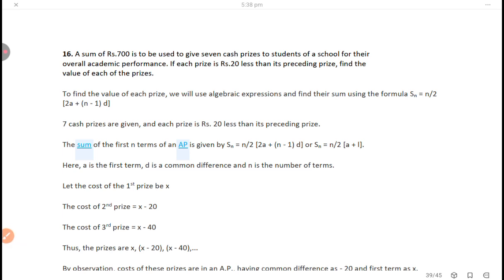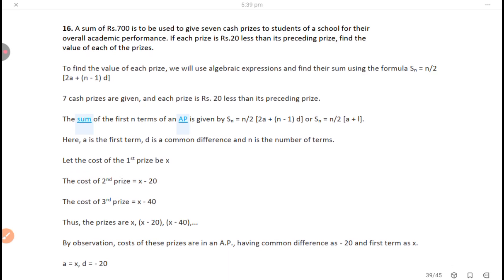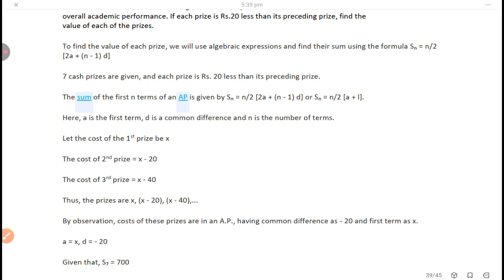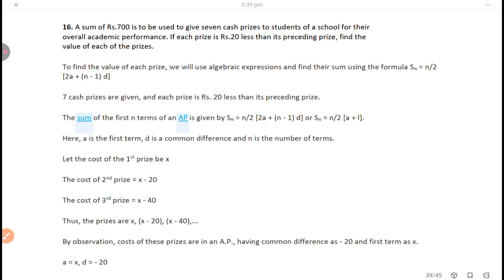Question 16. A sum of 700 is to be used to give 7 cash prizes to students of a school for their overall academic performance. Each prize is 20 rupees less than the preceding prize. Find the value of each prize. Read the question. The sum is given, 700. That means S7 is given as 700.